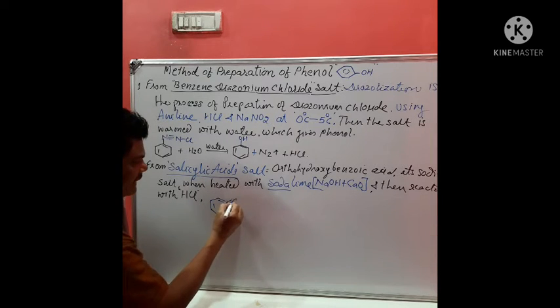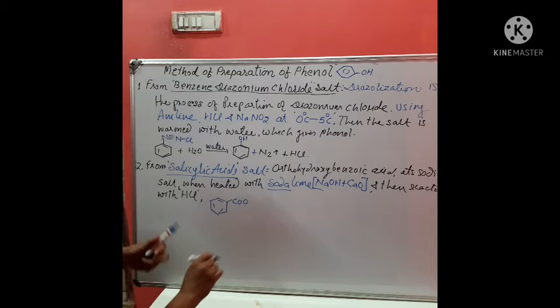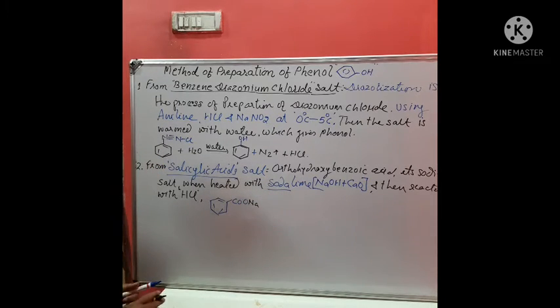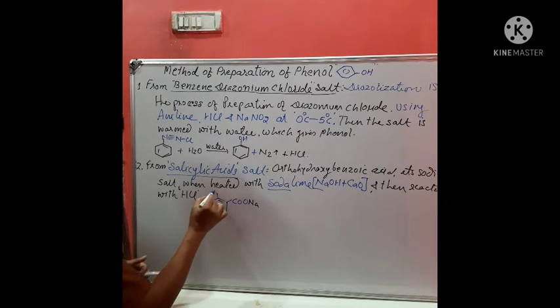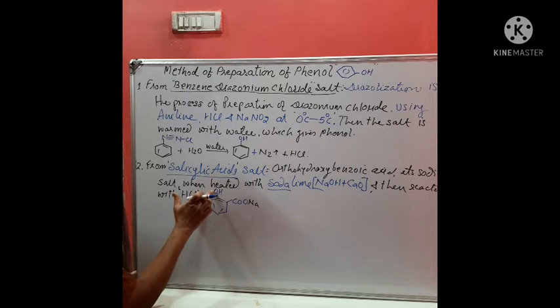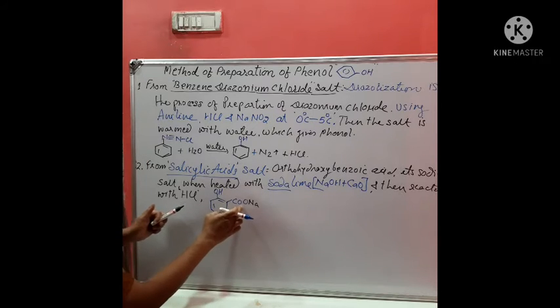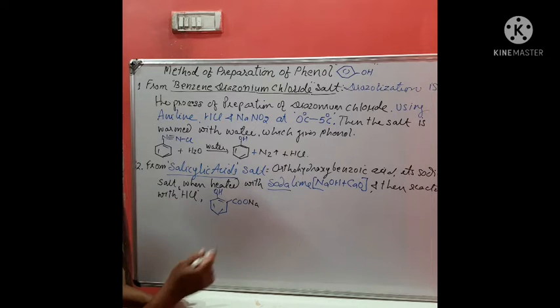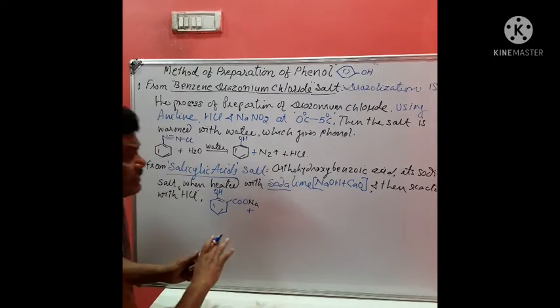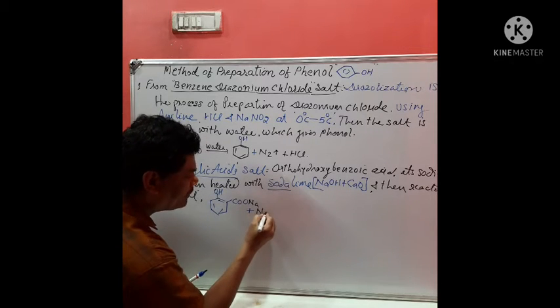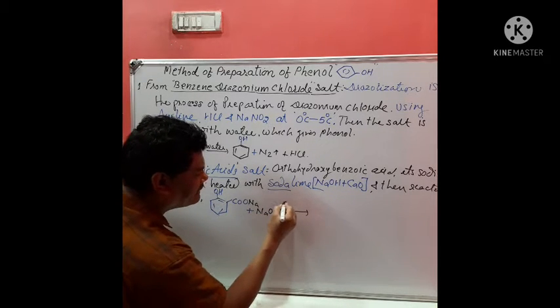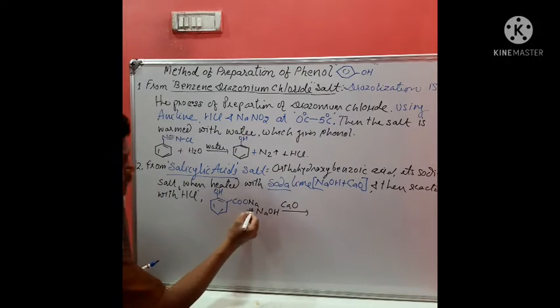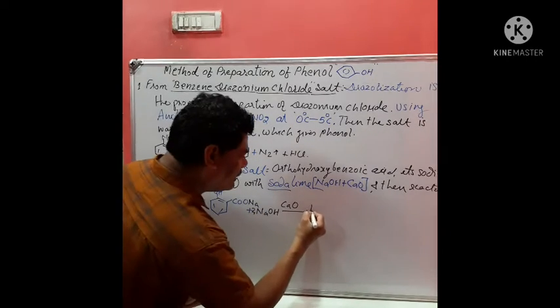This is COO, and I told you what? It's a sodium salt, meaning Na, and this is OH. So this is called ortho hydroxy salicylic acid, and its sodium salt. So you can call it the sodium salt of salicylic acid. When this is reacted with soda lime, now what is soda lime? So this is NaOH and CaO, that is quicklime. So when the reaction takes place, first what?